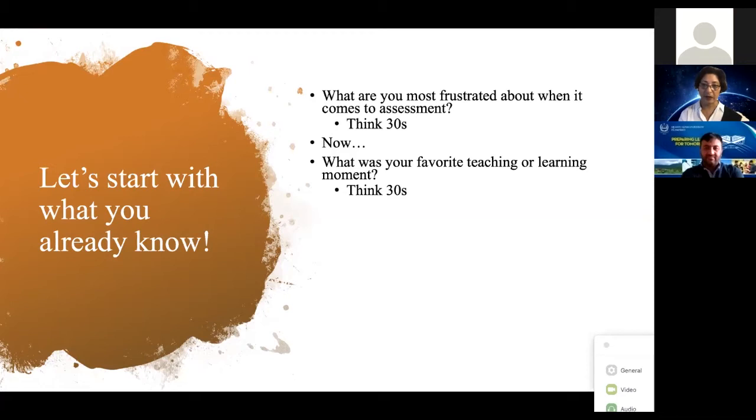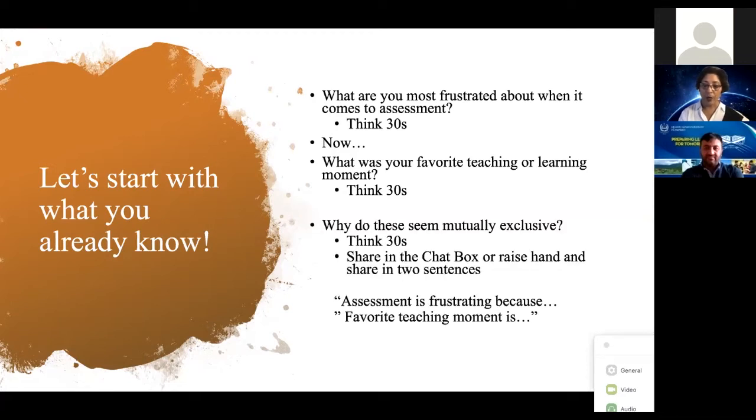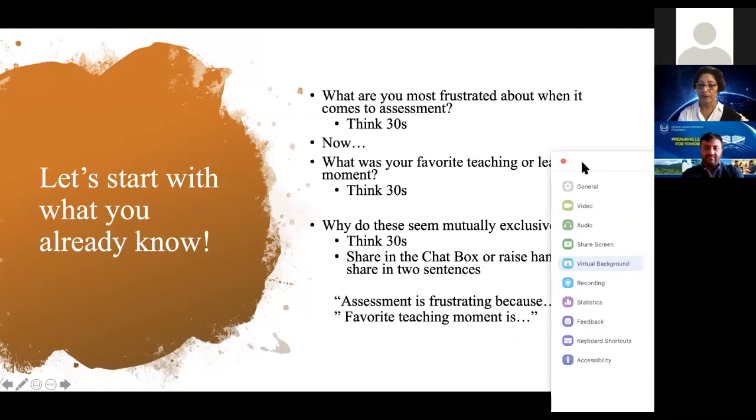Okay. Once you have written it down, if any of you can, share it in the chat box, or you can raise your hand and administration can open the mic for you. And in 2 sentences, please tell your name and then tell me assessment is frustrating because why? And your favorite teaching moment is what? Can somebody share it?